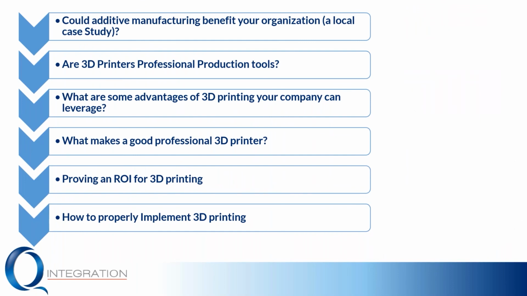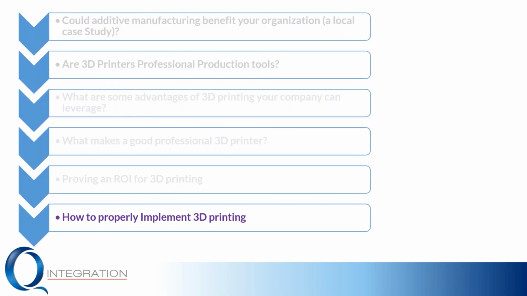So in this series, we've been talking a lot about 3D printing or additive manufacturing and how it fits into the modern production environment or modern manufacturing organization, discussing things like whether or not they're professional production tools and what some of the advantages are that you can leverage, and even how to prove a return on investment and justify investing in additive manufacturing. In this specific discussion, we're going to talk about how to properly implement 3D printing after you've decided that it's something that you want to look at implementing in your organization and that you've decided to do so.